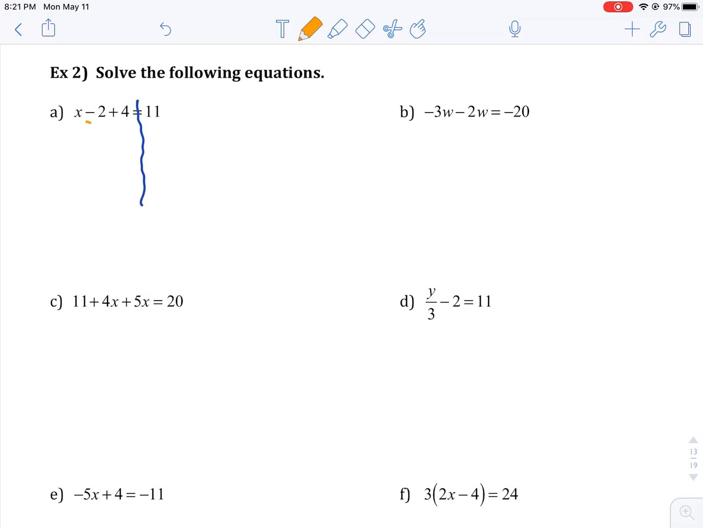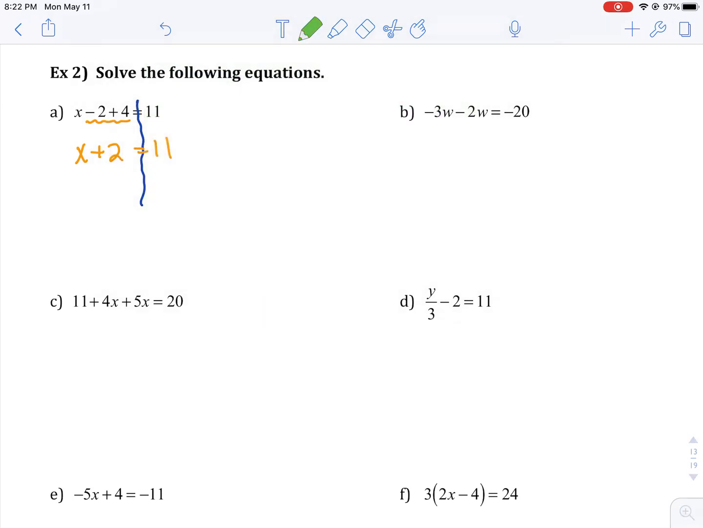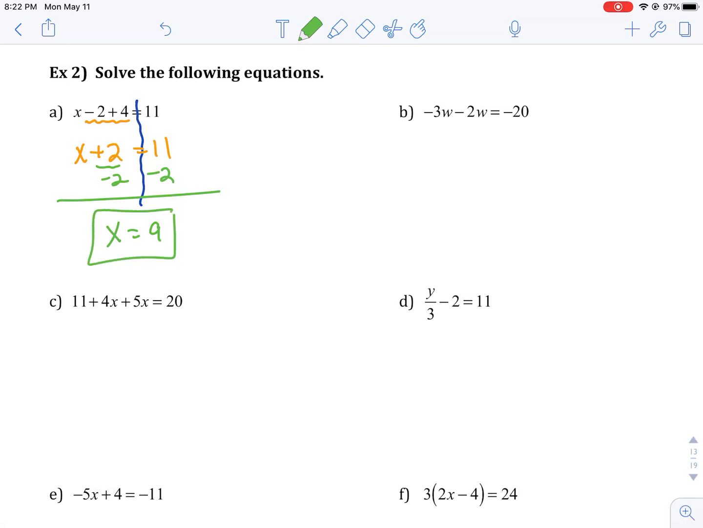So on the left side, I notice that we've got two like terms. So our first step is to combine those like terms. So negative 2 and positive 4 is positive 2. So now I've got x minus 2 equals 11. To get x all by itself, I need to get rid of that minus 2. So I want to do plus 2 to both sides. That's its inverse operation. So x is equal to 13.